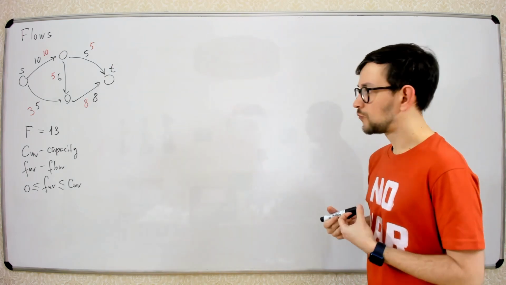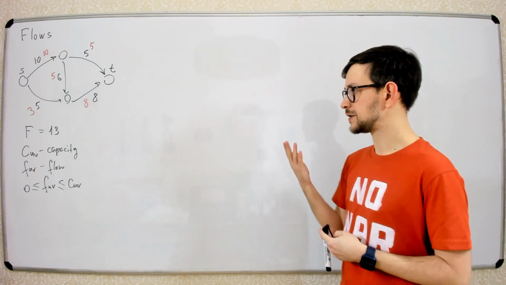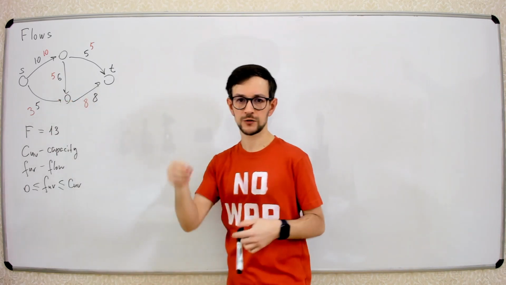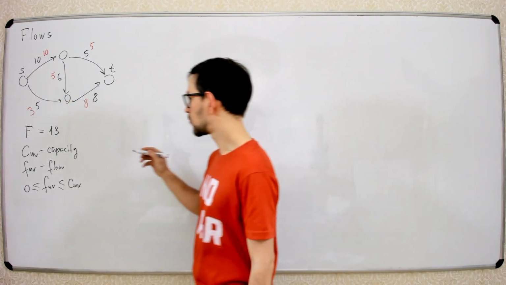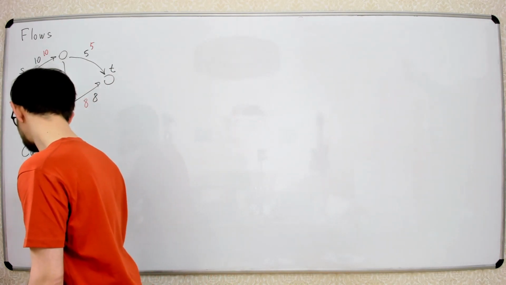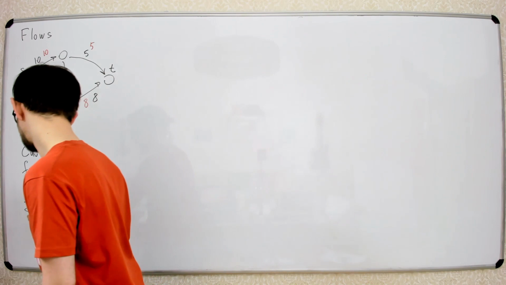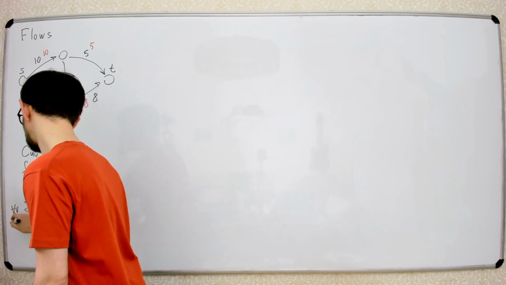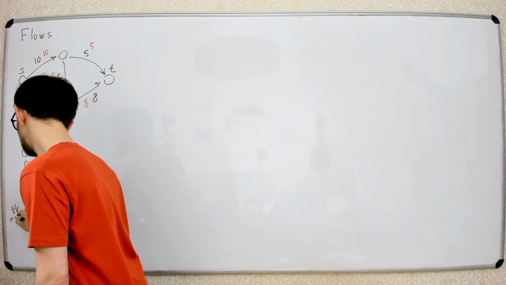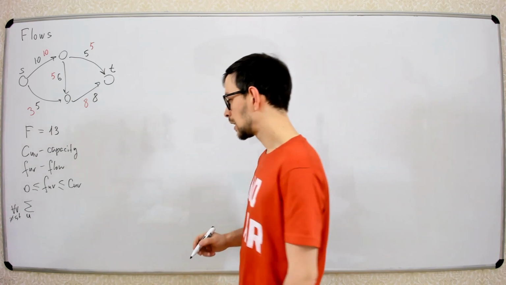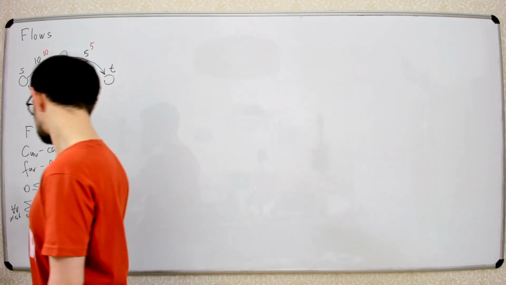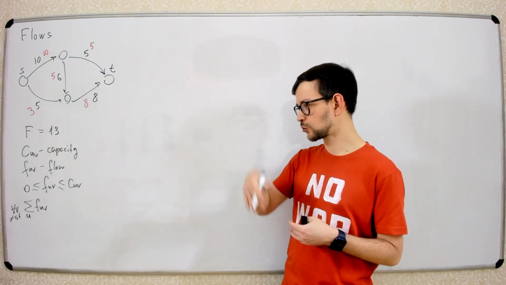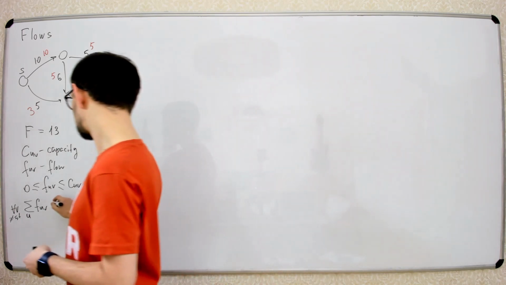Now, for each node, we have a balance equation, right? So the amount of liquid flowing to the node must be the same as the amount of liquid going out of the node. So for each node, we have sum of all ingoing edges. So let's say sum for all u. So for each node v except S and T, we have sum of all ingoing edges. So it's f UV. So this total amount of liquid going to the node must be the same as the amount of liquid going out of the node.